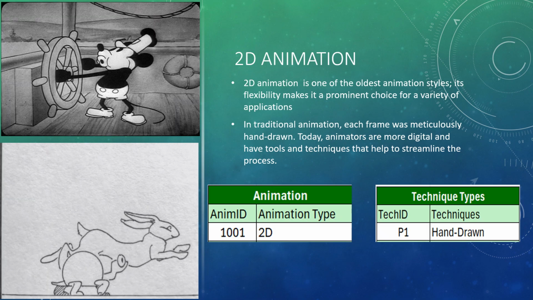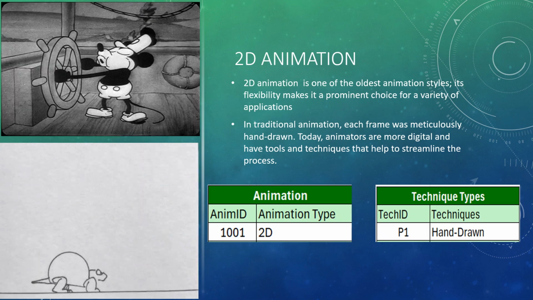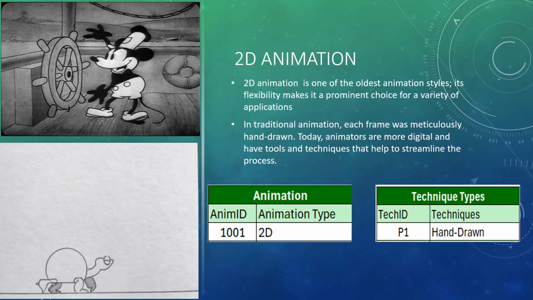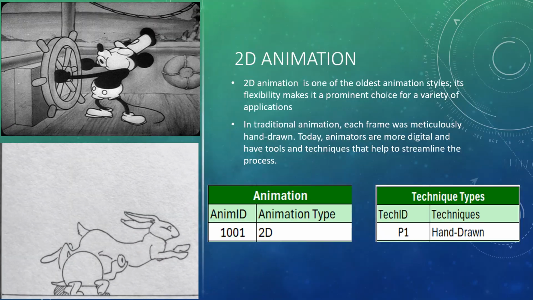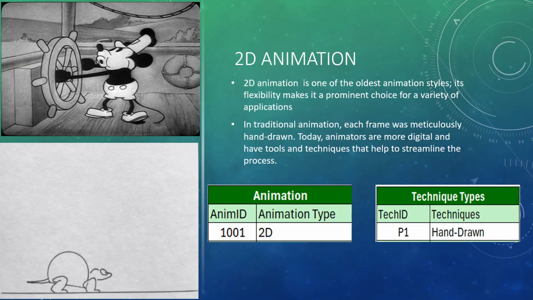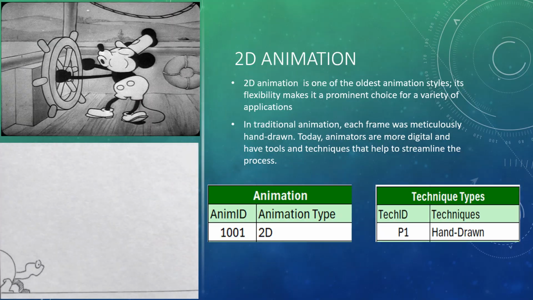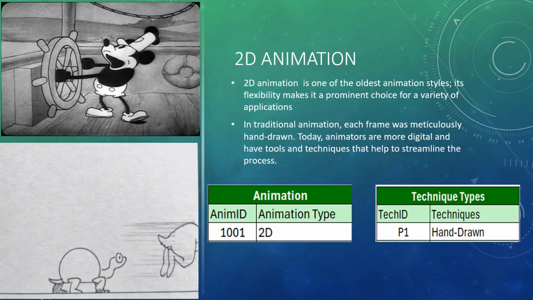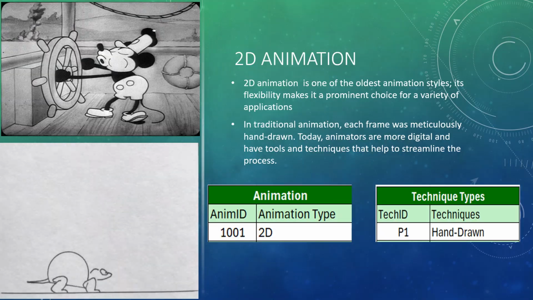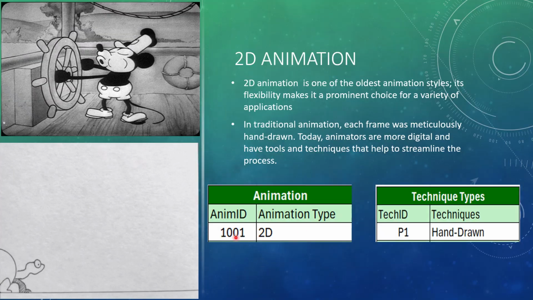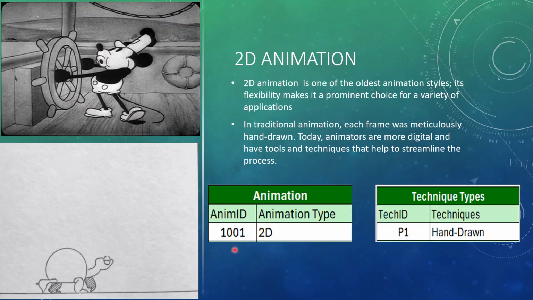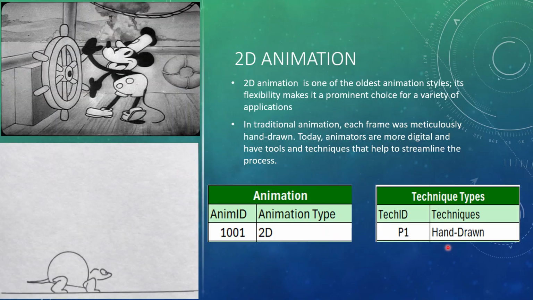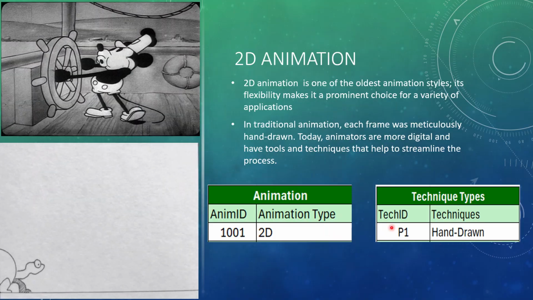2D animation is one of our oldest forms of animation, beginning somewhere around the 1890s. Originally, animators had to hand draw each drawing, then take a picture of it to form the animation. Nowadays, it's all done on computers. In our table, we have our unique identifier, which is 1001 for our animation type 2D, and its technique will be known as hand drawn.